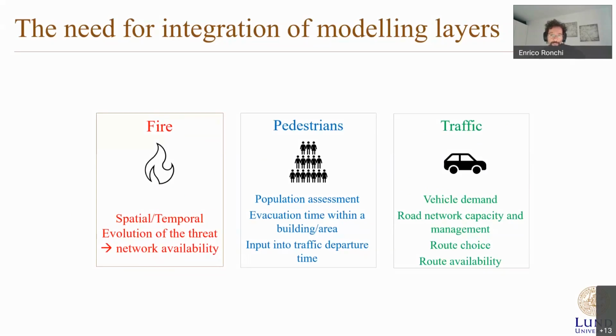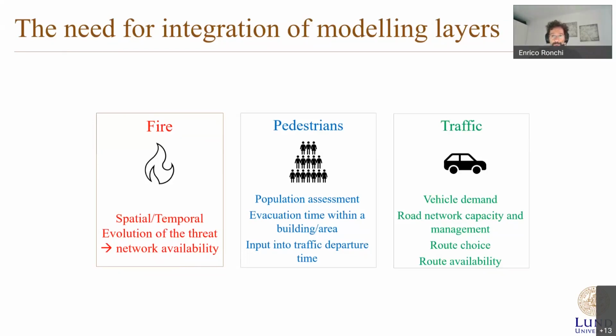Then we need to represent the pedestrians, so people, and to do so, we need to make an assessment of what population we're dealing with and check what is the evacuation time within a given building or area. So we jump from a more local understanding of what is happening in a given infrastructure to then scale it up to a whole community. And this can be used as an input for traffic models, because they help us understand what is the traffic departure time. And then we go into traffic modeling layers in which we actually look at vehicle demand. So we see what is the travel demand, what is the capacity of the road network, and traffic management solutions that may impact this road network capacity, because we should not forget that there may be some actions from authorities that can be helpful to increase the road capacity. As I mentioned before, think about aspects like lane reversal and so on.